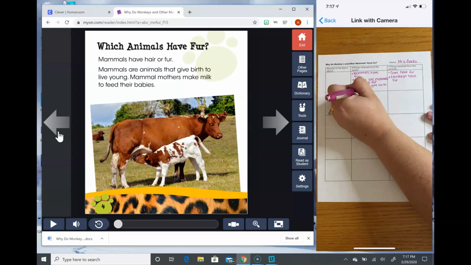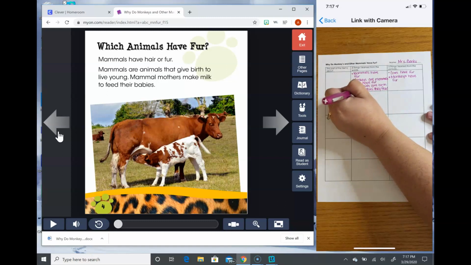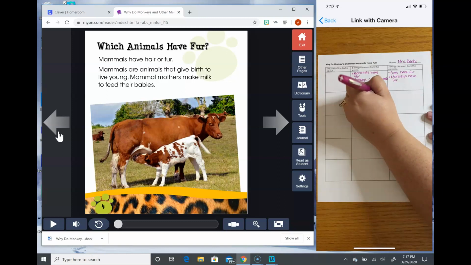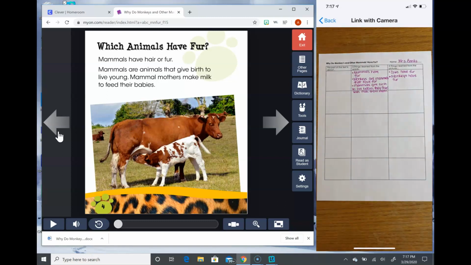to live babies. They feed, oops, I gotta squeeze it in at the bottom, with milk from mom. All right, I'm gonna go ahead and stop here.